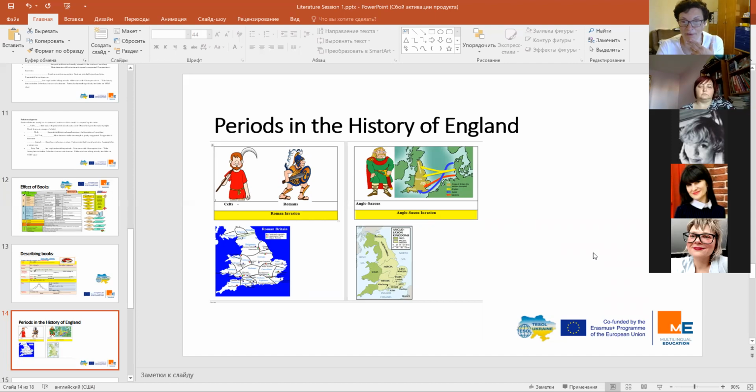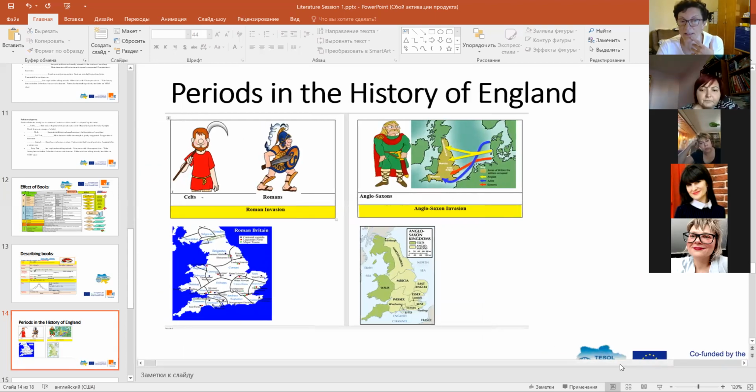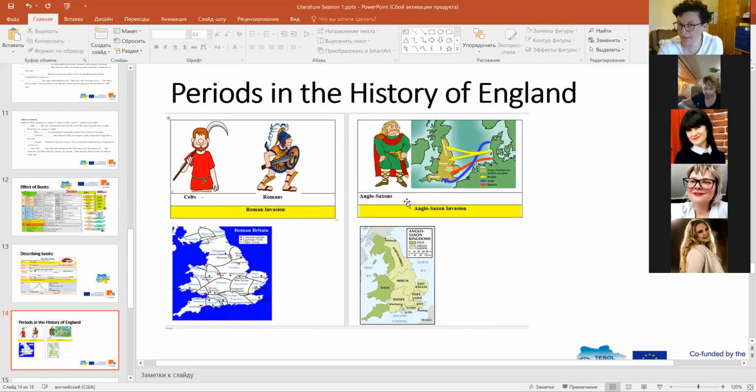Anglo-Saxon invasion, the 15th century. Yeah, so Anglo-Saxon invasion, and that is when English actually starts as a language. Yeah. So what was before the Anglo-Saxon invasion? Roman invasion. Britain was Romanized. So Celts who lived there were Romanized. So firstly Celts, then Romans. Then the Anglo-Saxon invasion. You see that there were the kingdoms, and this is the time when English started.